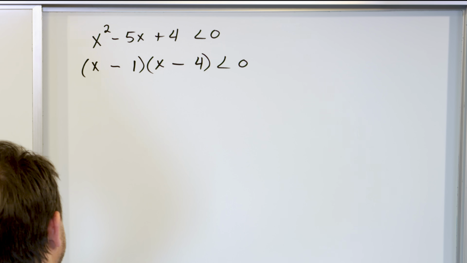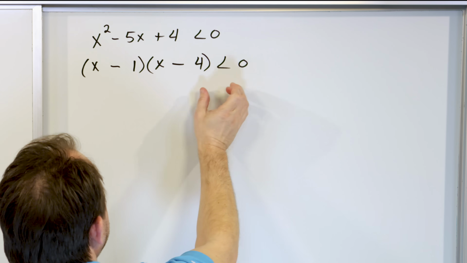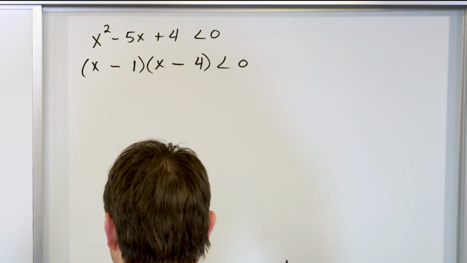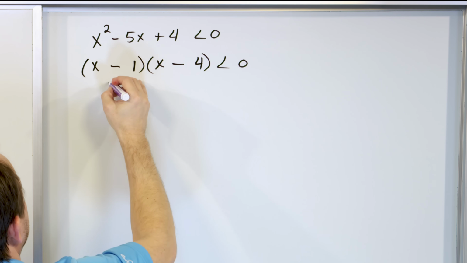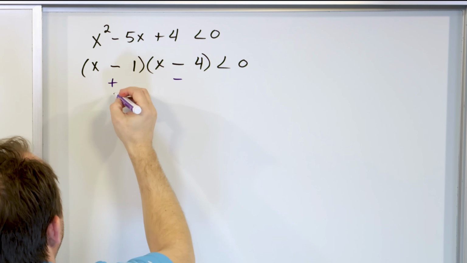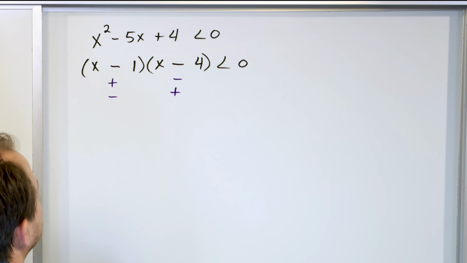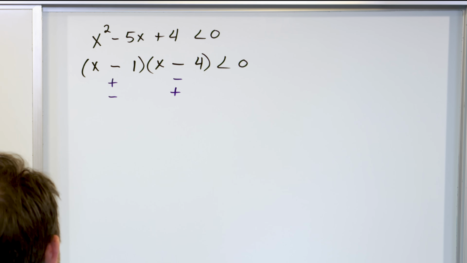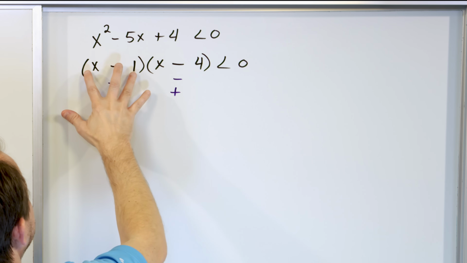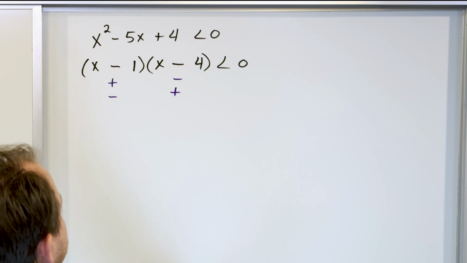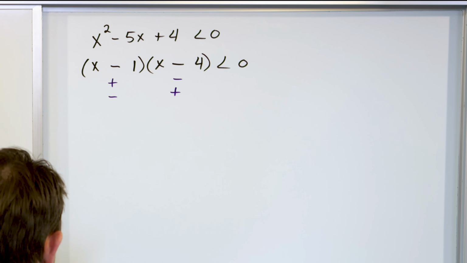So what this is saying is we want this multiplication to be negative, less than 0. The only way that can happen is if this one's positive while this one's negative, or this one can be negative while that one's positive. Those are the only two ways that it can happen. In other words, this has to be an opposite sign of this one to be able to multiply to give me something less than 0.